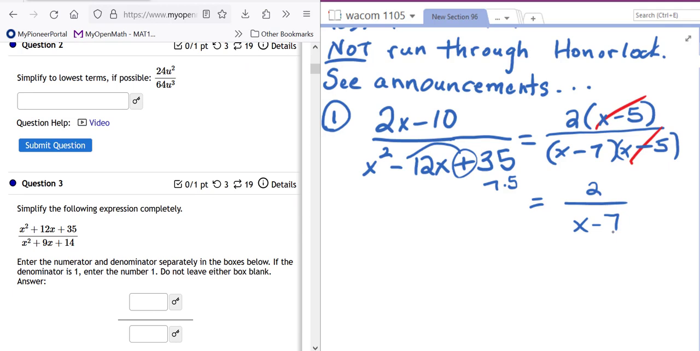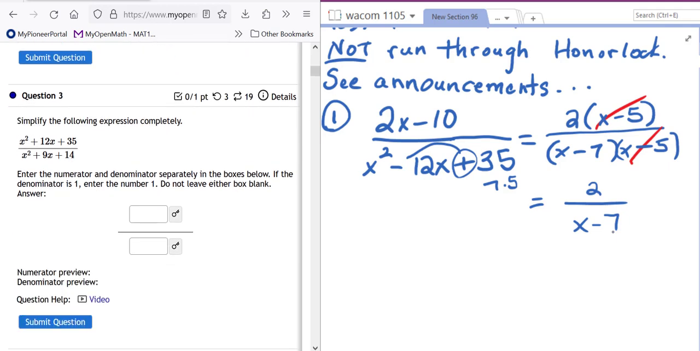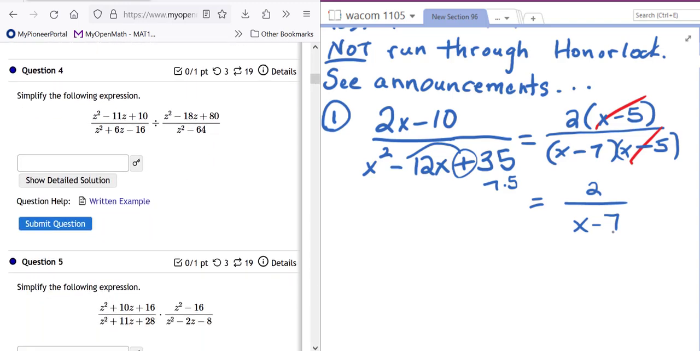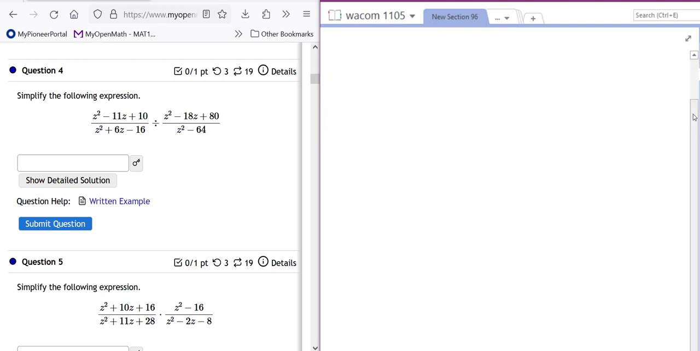Problems 2 and 3 are also reducing problems, just factor first. So I'm going to skip those. Number 4 is a division problem. And this takes a lot of work, this problem.